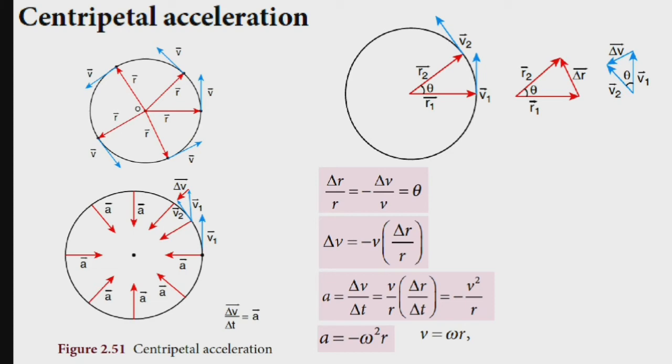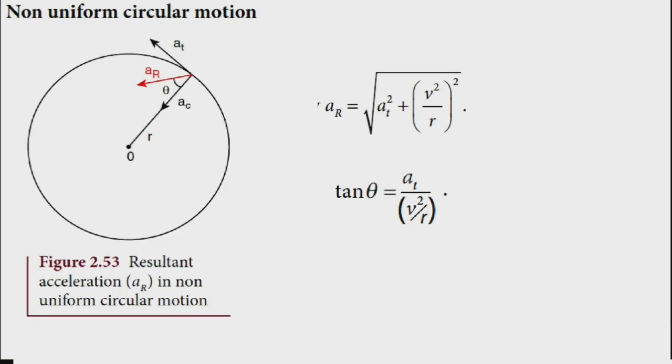So in place of v squared, we substitute v equal to omega r. So a is equal to minus omega squared r squared by r. So r cancels. Now we get the answer a is equal to minus omega squared r.